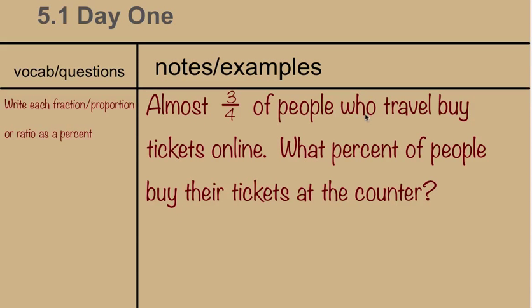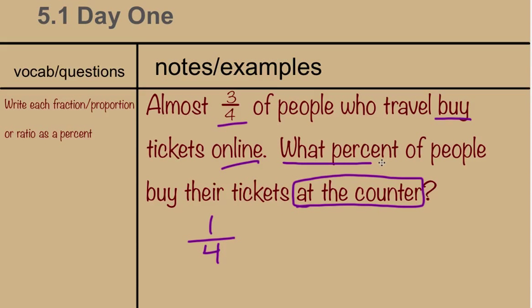Almost 3/4 of the people who travel buy tickets online. So I know 3/4 buy online, 3 out of every 4. What percent of people buy their tickets at the counter? Be careful what you're reading here. They changed it up on us. If 3 out of every 4 buy online, that must mean 1 out of every 4 buy at the counter, because I want it to total 4. Then I need to know what percent is this. So I want to set it equal to 100.